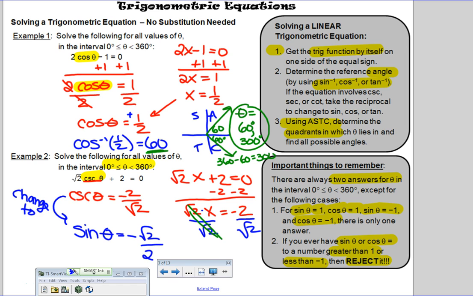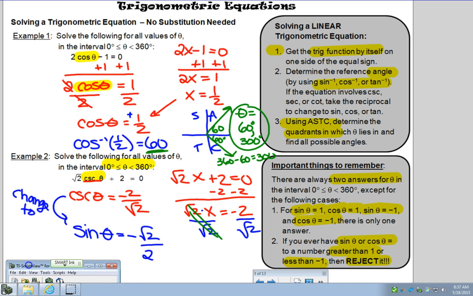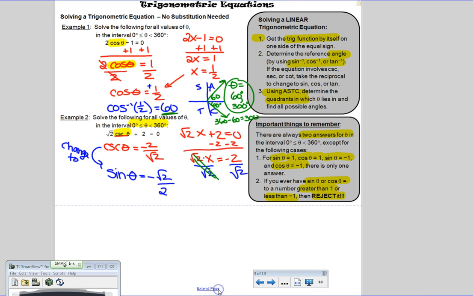And now I can do what I did in problem number 1. Once I get the function by itself, now all I have to do is figure out the reference angle, figure out what quadrants they're all good in, and then I can find the rest of my angles. Now, since this doesn't equal 1, I know I'm going to have 2 answers.